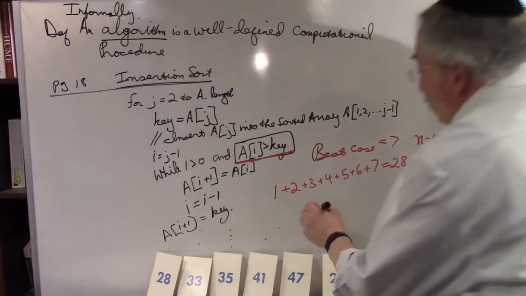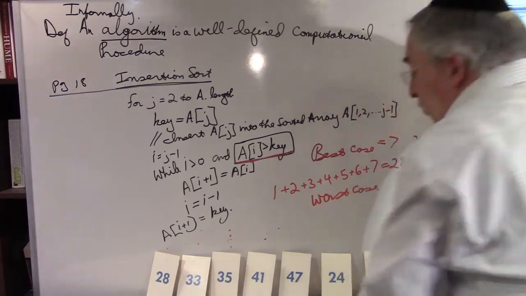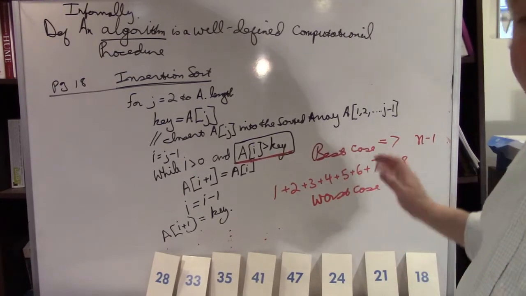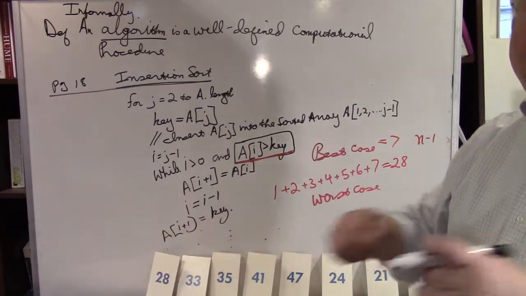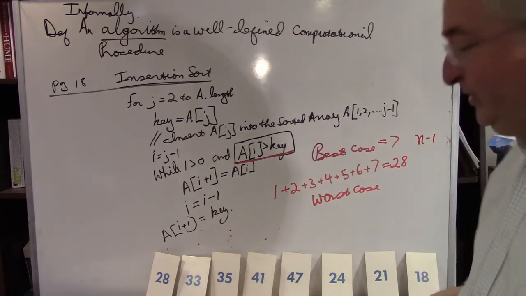This is called the worst case scenario. Why? Because in the worst case, the cards are totally in reverse order, and I have to put them in correct order. And I have to do the most amount of work possible.